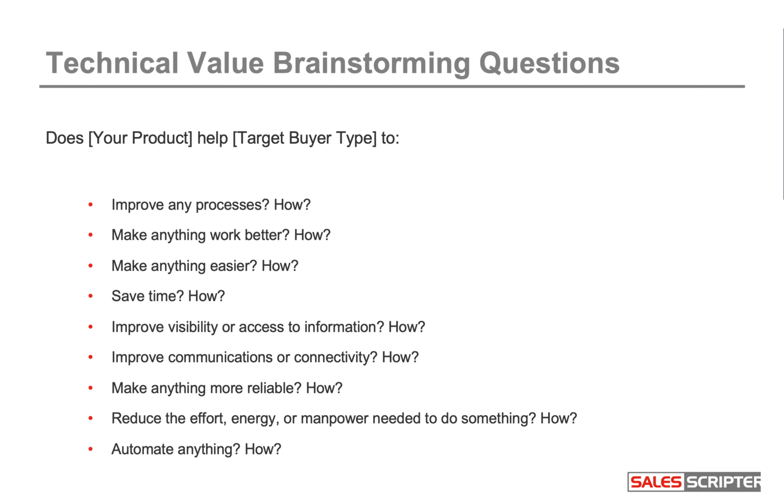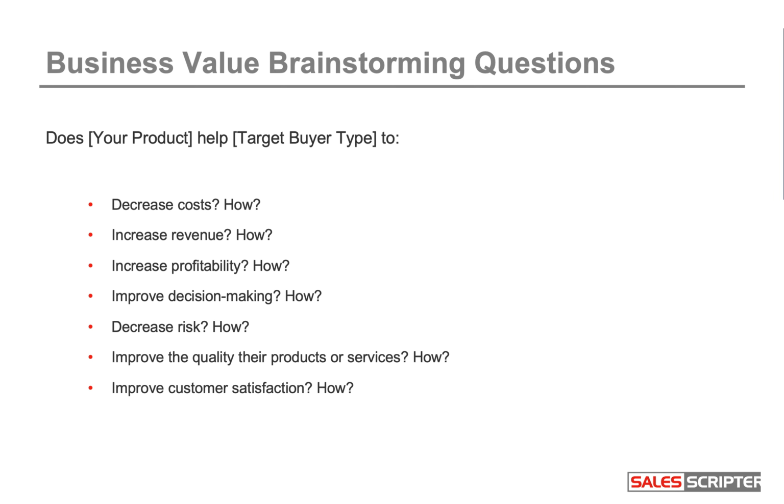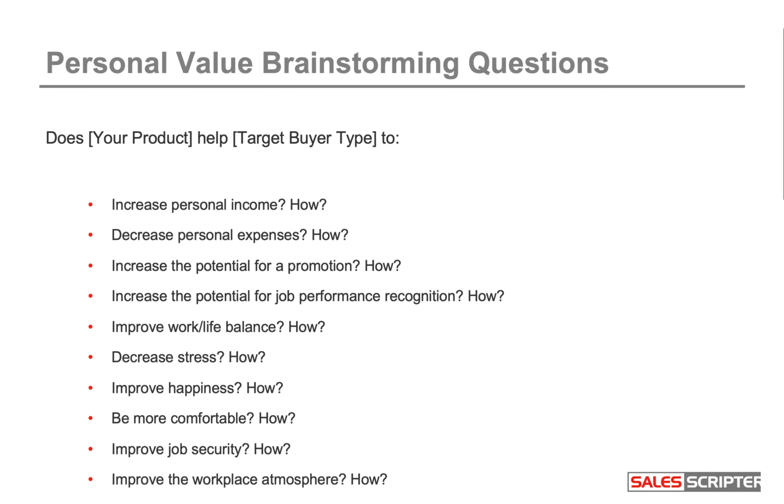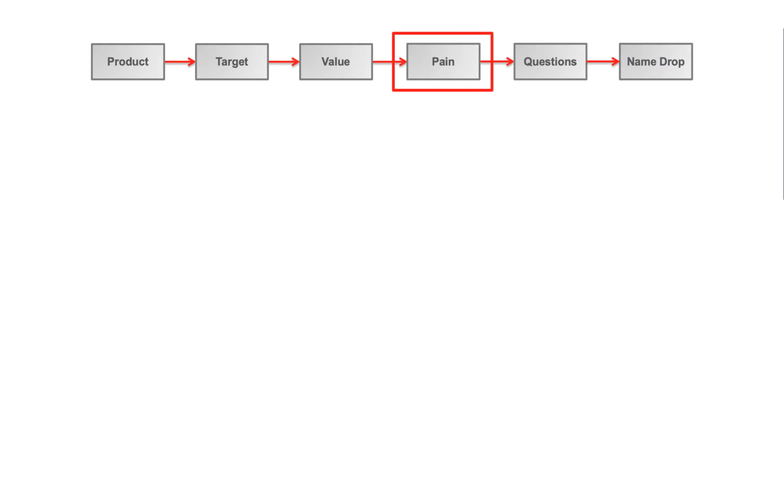Here are technical value brainstorming questions. Do you improve processes, help them to save time, improve visibility? Here are business value brainstorming questions. Decrease costs, increase revenue. How do you do it? Here are personal value brainstorming questions. Okay, I'm moving on. Pain.